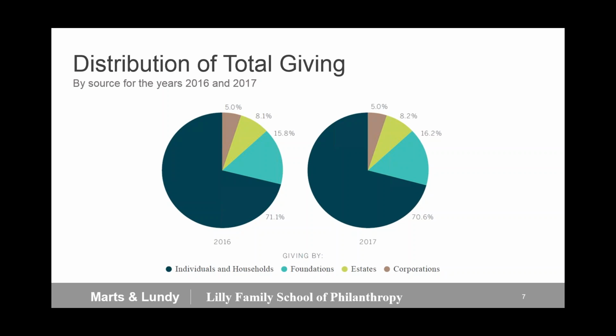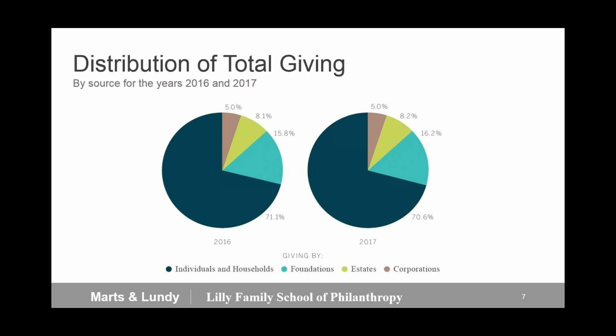Within the foundation slice, that includes both large foundations as well as smaller family foundations. I should note that corporate giving has stayed relatively stable over time at 5% of overall giving, and that is the projection for 2016 and 2017. And estates show some potential for growth, 8.1% in 2016, going up slightly to 8.2% in 2017.